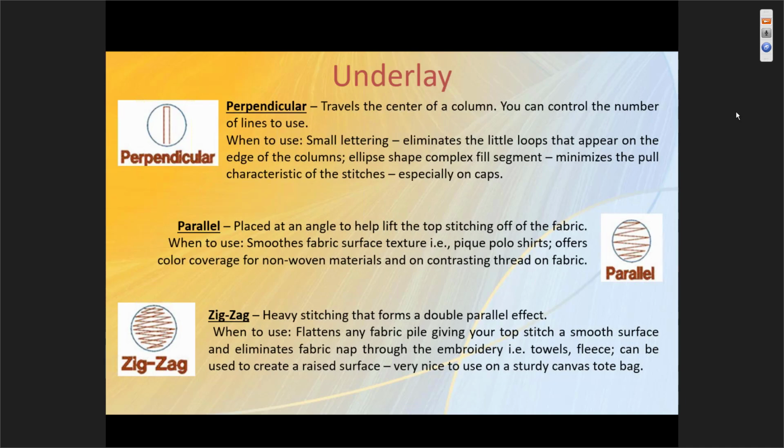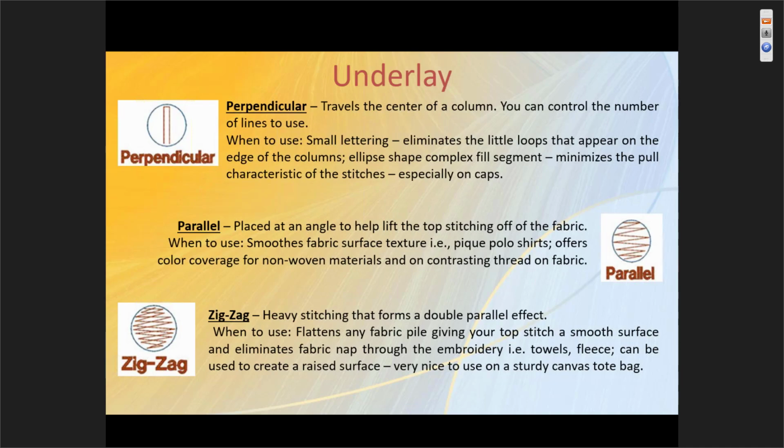Then we come to our parallel. With our parallel, it's actually a low density satin stitch, and it's going to give you lift off of the fabric. So that's going to help you out with your surface textures. Again, things like your PK polo shirts. It's also going to give you that color coverage that we were talking about. So when you have those contrasting thread and fabric colors, that parallel is going to help stop that bleed through effect.